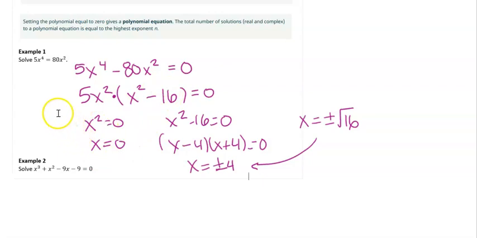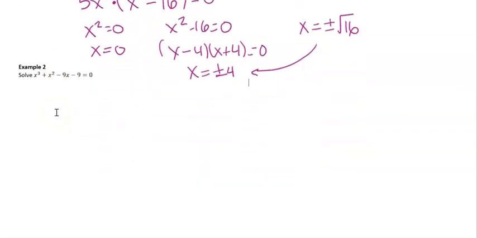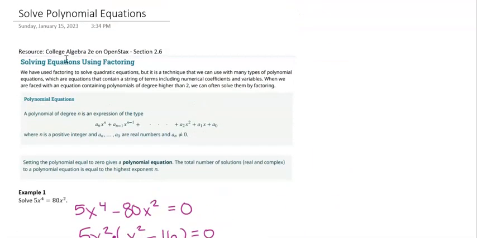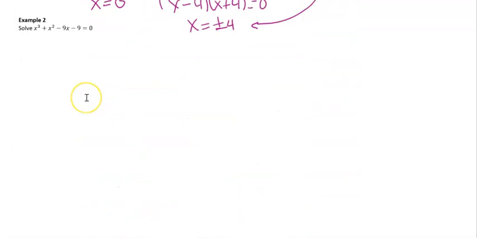Our second example does not have a greatest common factor. However, all of the terms are on the left-hand side. So we're going to tackle this one with factor by grouping. I'm going to group this like so, with a positive or an addition, a sum in between those two pieces.